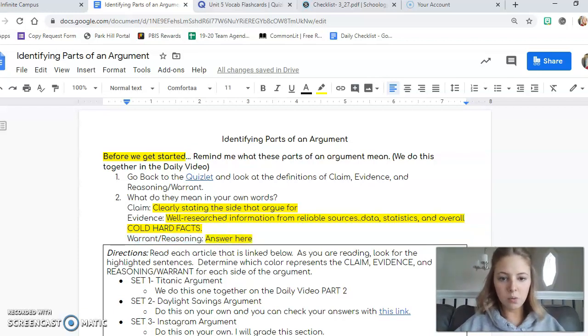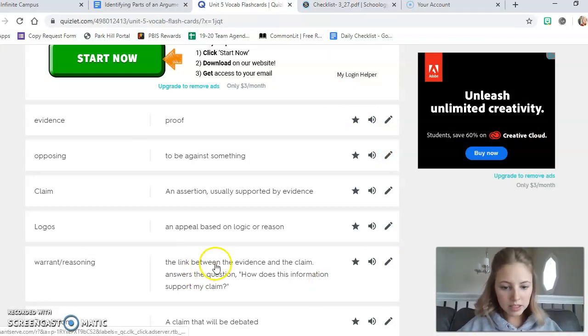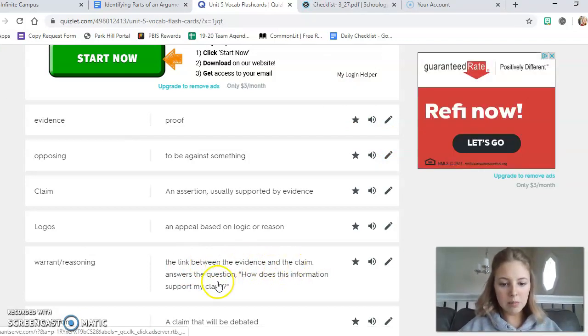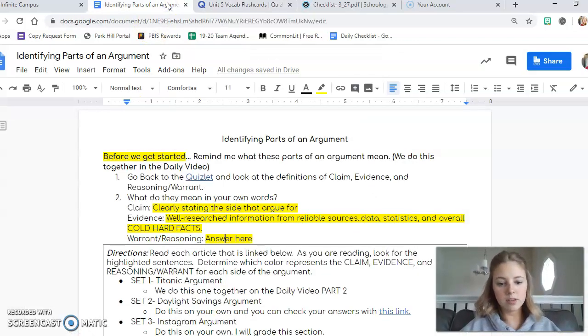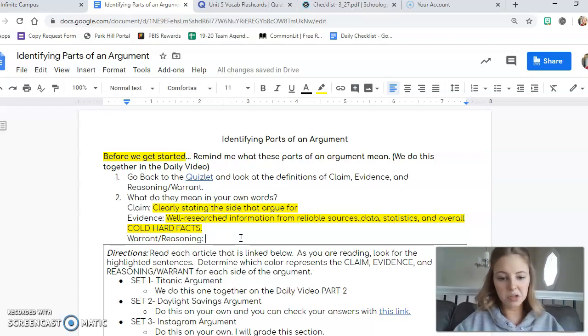So let's take a look at what warrant/reasoning means. It is the link between the evidence and the claim, and it answers the question, how does this information support my claim? So it's those reasons that you come up with that you plan to support with facts. That's essentially what it is. I'm just going to type that up. If you would like to reword that, feel free.